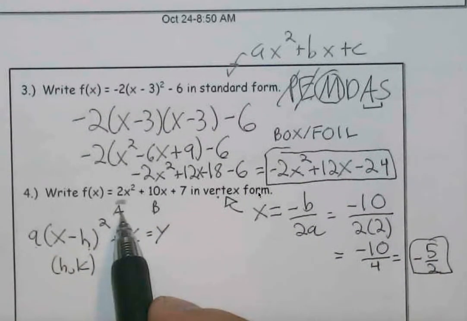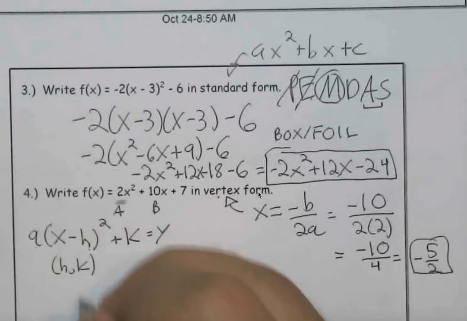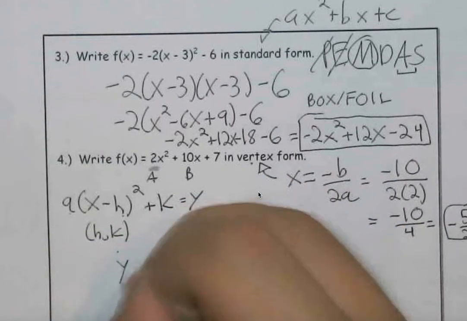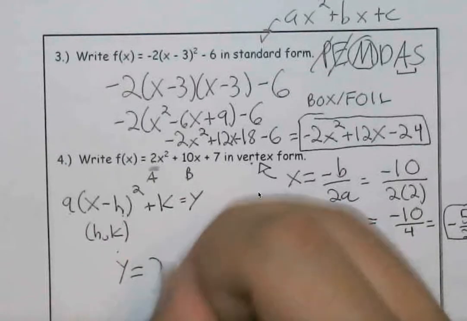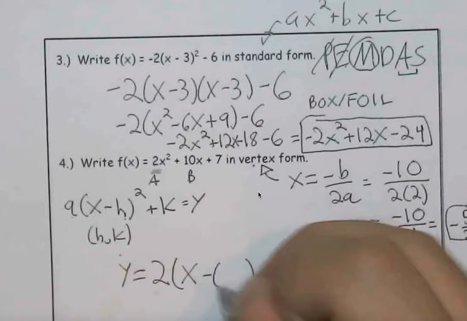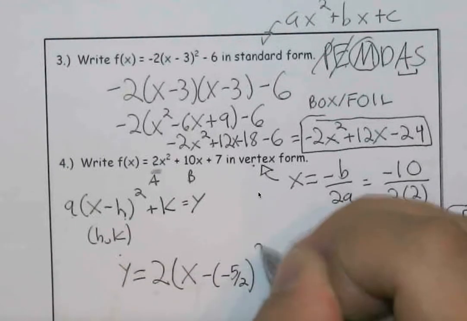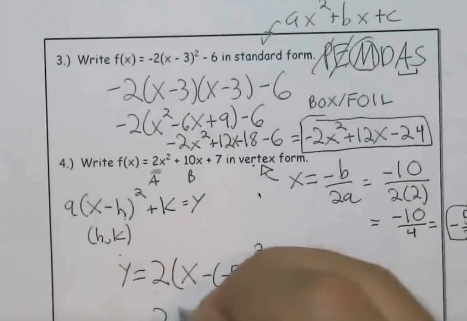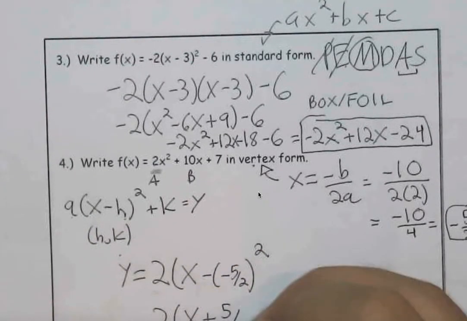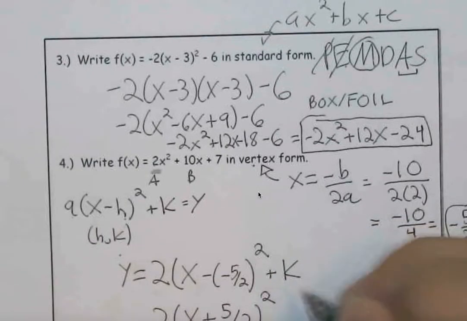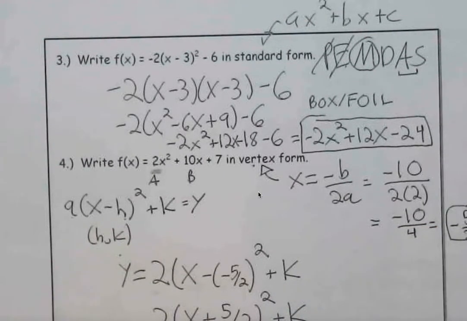We know our a coefficient is 2, so we can start to piece this together with the standard equation, going to vertex form. So y equals 2 multiplying with parentheses x subtracting -5/2, where this is squared. If you want to rewrite this as x plus 5/2, parentheses being squared, that's a good look. But we still need to find our y coordinate for the vertex. So how could we do that?